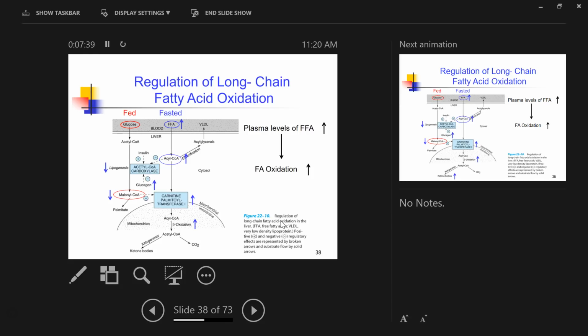37? Okay. 37 is: more or less energy produced from unsaturated fatty acid oxidation compared to saturated fatty acid oxidation? Less, right? Because a double bond is present and cannot be broken down, so you get less. Okay. Any other questions?